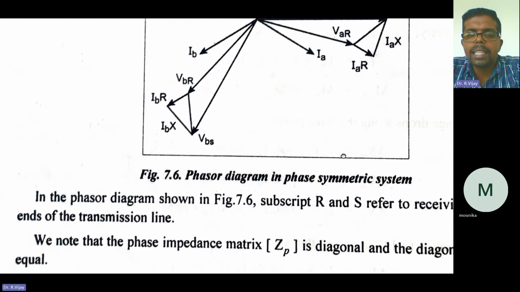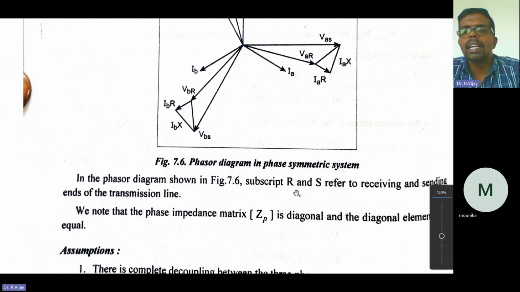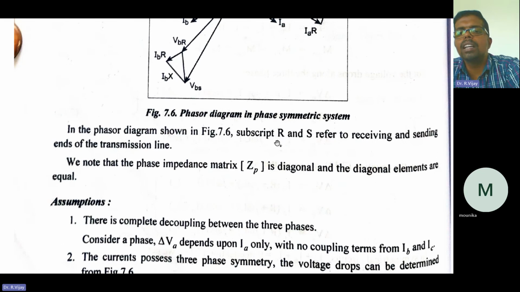The phasor diagram of the phase symmetrical system. Subscript R and S refer to the receiving and sending end voltage. Sorry, the subscripts R and S refer to the receiving and sending ends of the transmission line.